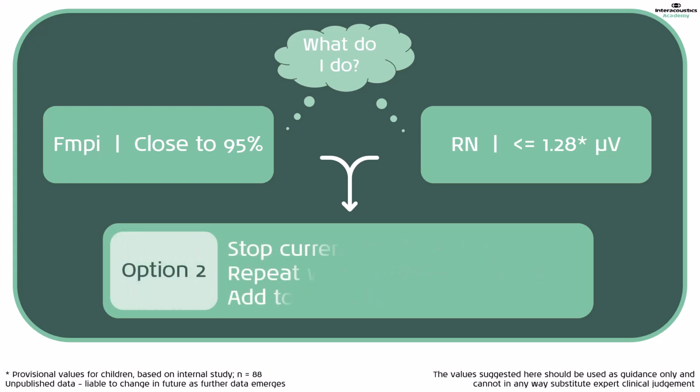Or you can stop testing the current waveform, run a repeat of the same waveform, and then add the two recorded waveforms together. This provides a combined FMPI value, which benefits from both sets of waveform recordings, providing a greater amount of data and therefore a more reliable end result value. This will also reduce the residual noise value further, providing more confidence in your interpretation of the waveform.